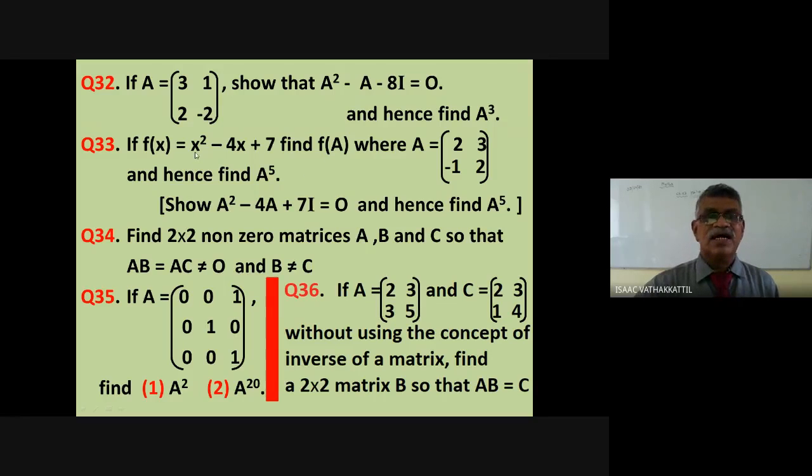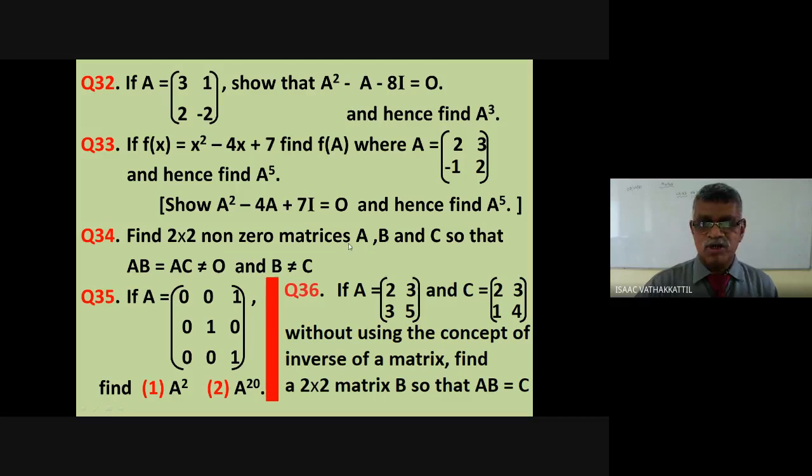What does f(A) mean? f(A) will be A squared minus, see, this x is a number, A is a matrix. So what you need to change is that A squared minus 4A plus 7I. You are going to get that is 0. A squared minus 4A plus 7I is 0. And from there you can find A raised to 5. Be careful how you get it. If you have difficulties, you can ask the question to me, I'll get it for you. Find A raised to 5. Don't multiply further matrices, only use these.